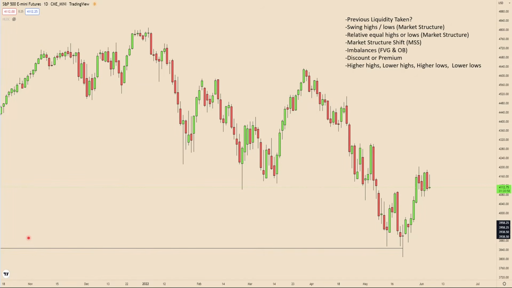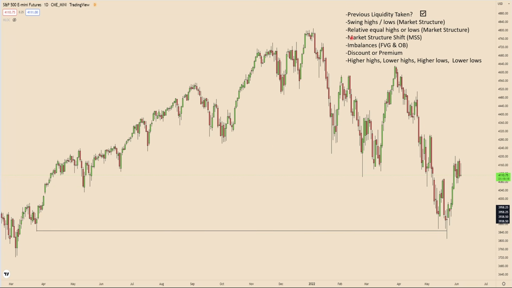This video is going to be on daily bias and where price is most likely going to go. We will go over these things right here to give a framework, and then I'll explain why we look at those things. The first thing I look at is previous liquidity taken.